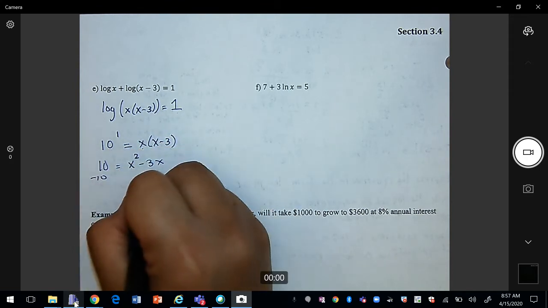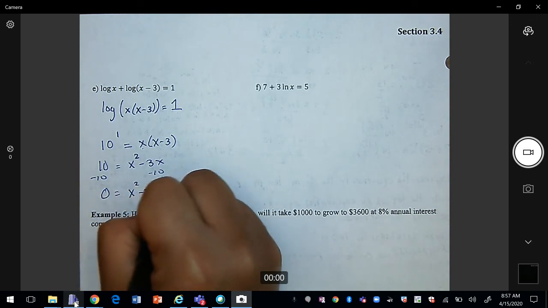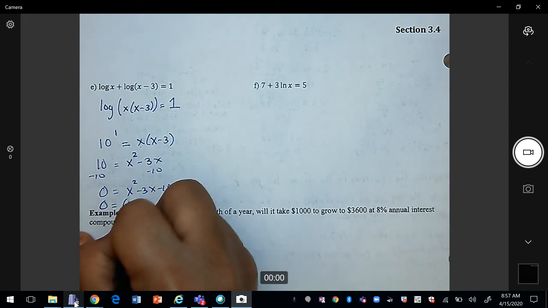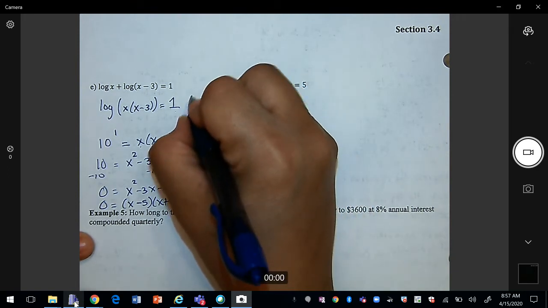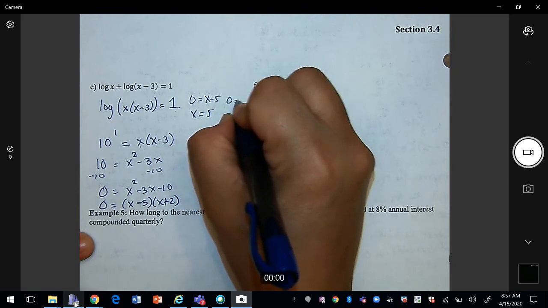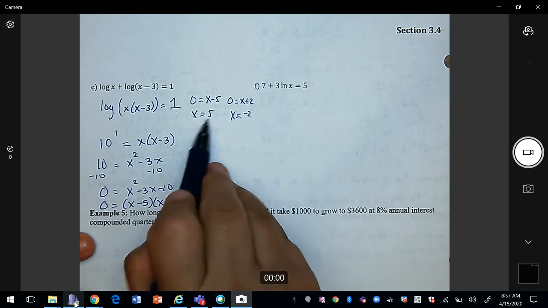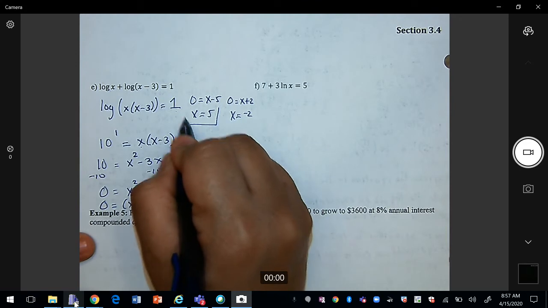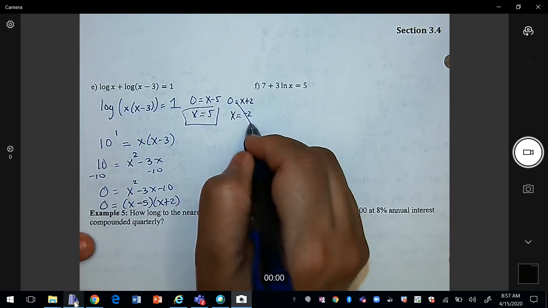Bring the 10 over. You can try to factor or use the quadratic formula. Set your factors equal to 0 and solve for x. Check your solutions. If you plug in 5, that's positive. 5 minus 3 is still positive, so that is a solution. If I plug in negative 2, I get log of a negative number, so that's not a solution.